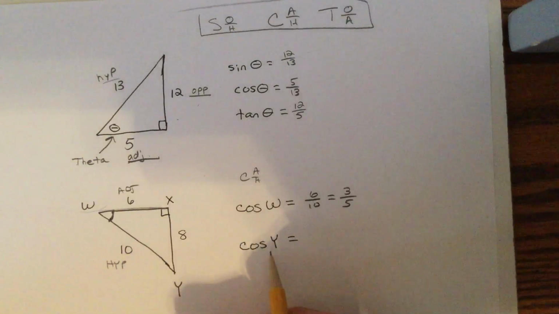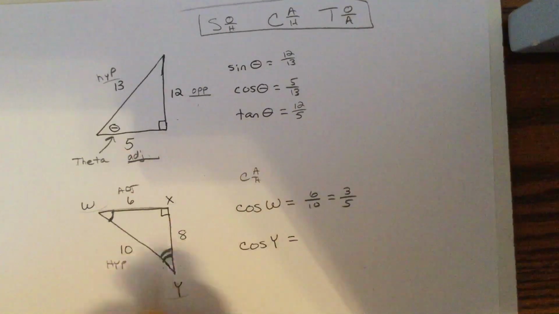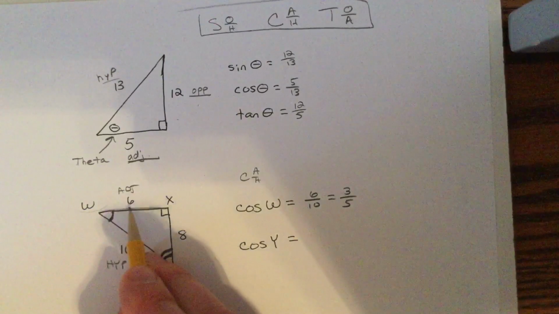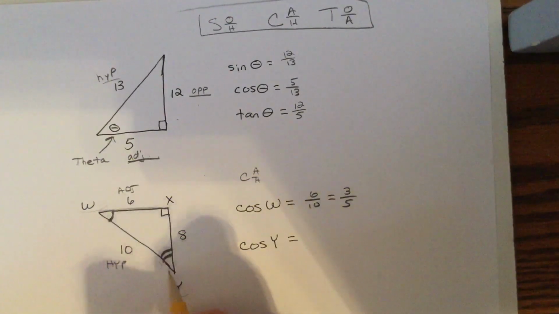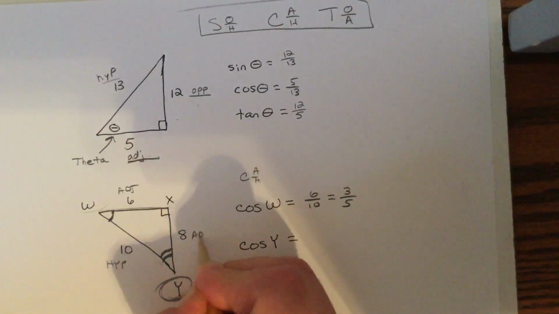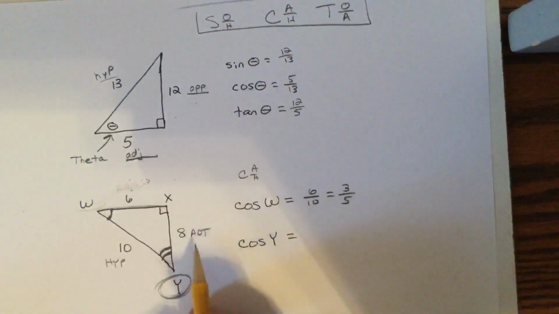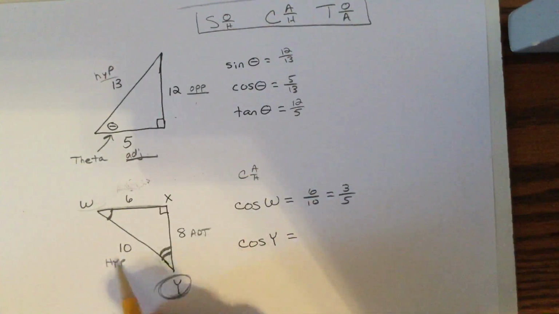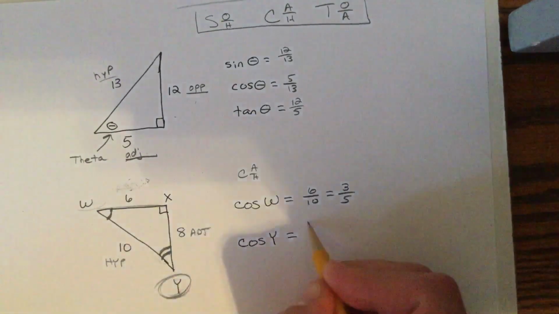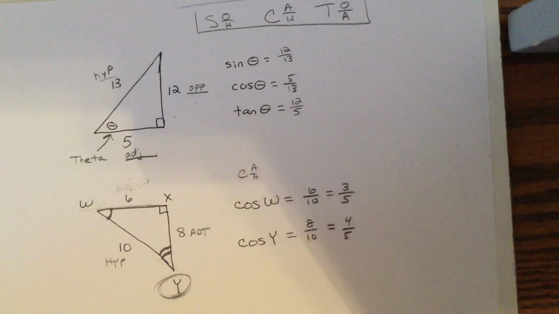Now, if we wanted to find the cosine of Y, this is going to change up a little bit. So now if I'm referring to angle Y, the hypotenuse is still 10, but this 6 in reference to angle Y is actually opposite. The adjacent side in reference to angle Y is 8. So this is going to change up for us here. This is the adjacent side in reference to angle Y. This is the hypotenuse of the right triangle. So the cosine of Y will be 8 over 10, and 8 over 10 reduces to 4 over 5.